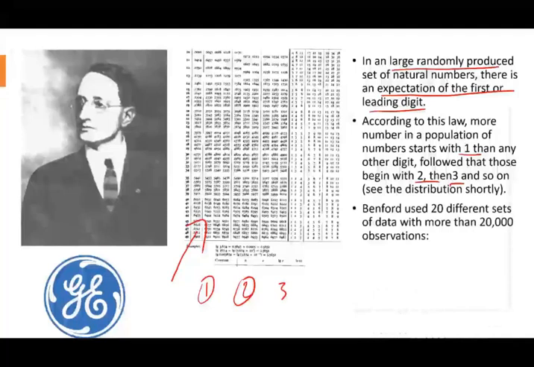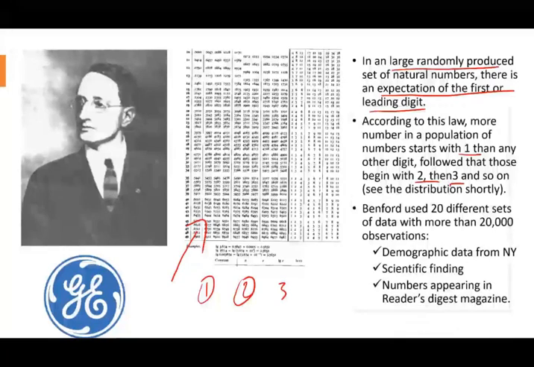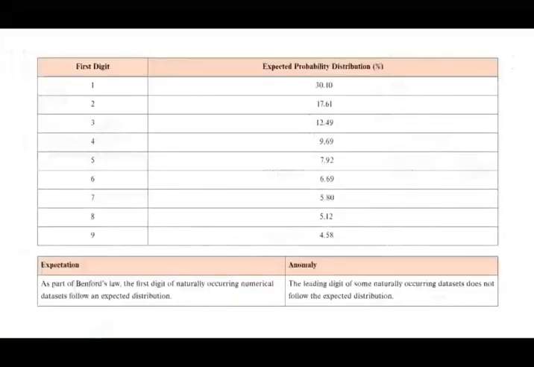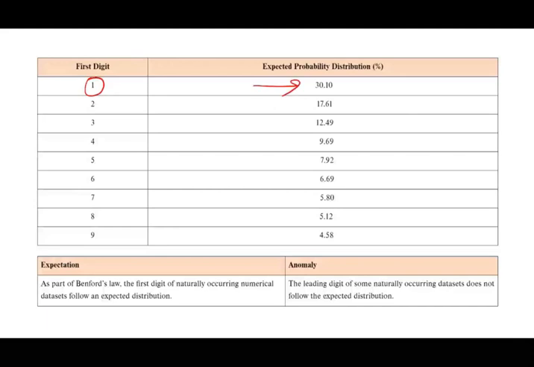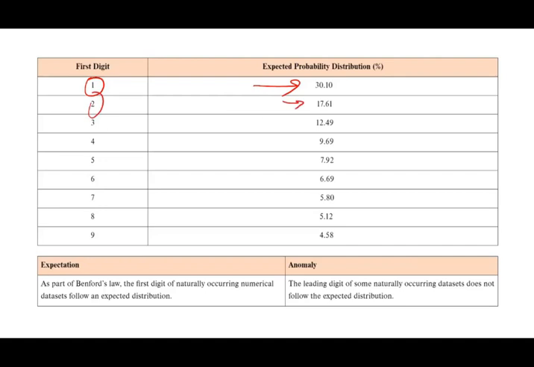To test his hypothesis, he used 20,000 observations that included demographics from New York, scientific findings, as well as numbers appearing in Reader's Digest magazine, to confirm what he was observing. Basically, what he observed is that the first digit 1 is expected to appear 30% of the time in the numbers, the number 2, 17.61%, then number 3. There is a mathematical computation for this. We're not going to use it. I'm not a mathematician; I can profess I don't even totally understand it. I'm just going to accept it and work with it. So this is what we're going to be working with.